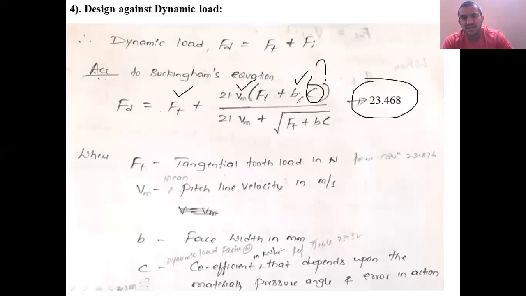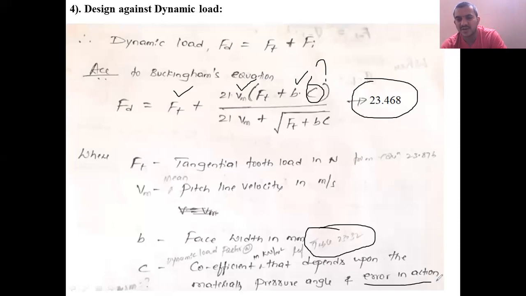23.468. How do you calculate C, the dynamic load factor? As you know, the dynamic load factor depends upon 3 parameters. One is the material for the pinion and gear. Second is the pressure angle. Third is the error in action. Here the error in action is unknown. By referring to table 23.32, you will get the dynamic load factor.